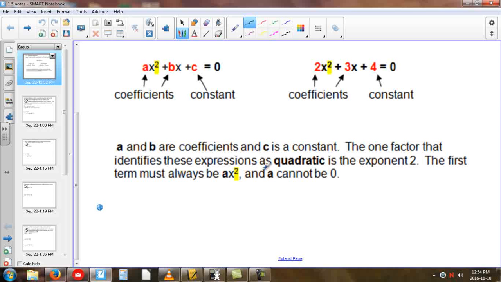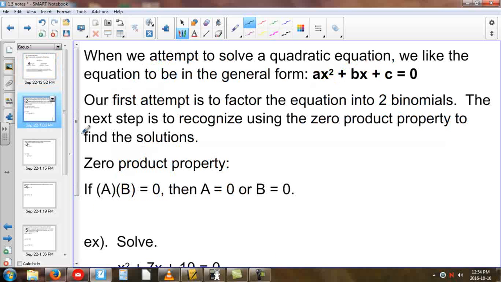The one factor that identifies this as quadratic is the piece with the exponent of 2. So this is what makes it quadratic. The rest of it is extra stuff, but it's got to be x squared, which means, of course, a cannot be 0. If a is 0, this goes away. So that's an important piece of the puzzle.